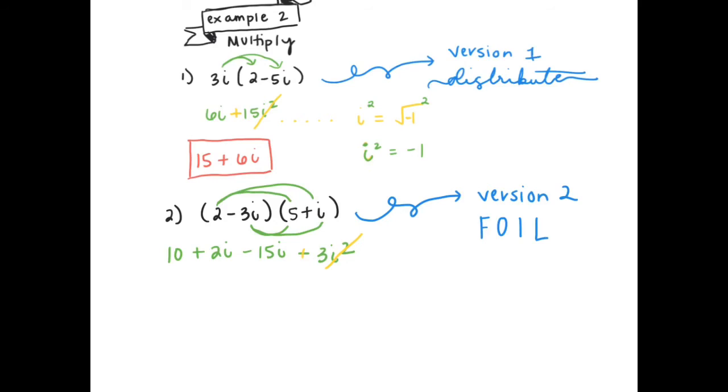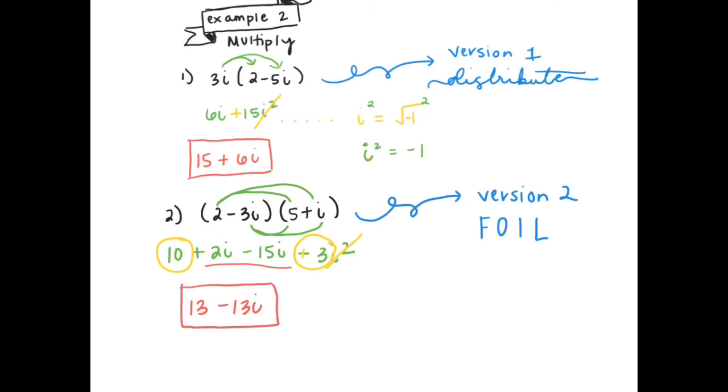So now we're going to combine like terms. 10 and 3 give me 13. 2i minus 15i give me negative 13i. So my final answer here is 13 minus 13i. Notice that I'm putting i in the back. If you're putting i in the front, it's okay, but mathematically, we typically put i in the back.